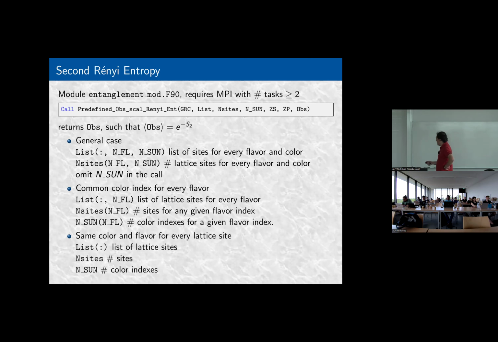Then there is the case where you have the same sites for all colors, so all N_SUN colors of the fermions, in which case you provide a list which has 1 less element. So the N_SUN is the same for all. Again, for each flavor, a list of sites and the number of sites that you have for each flavor. And here you provide with N_SUN a list of color indexes for each given flavor. And then the case which is symmetric in color and in flavors, then you just provide a list of lattice sites and the number of sites and the number of color indexes of the subsystem A.